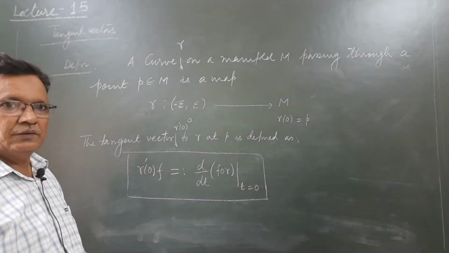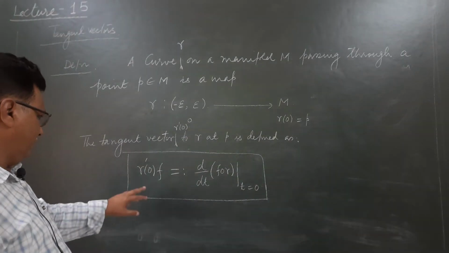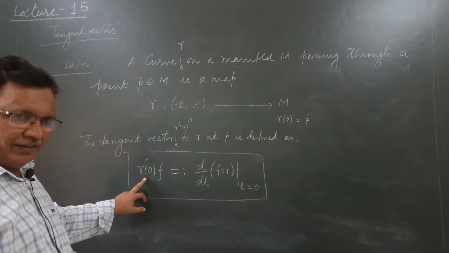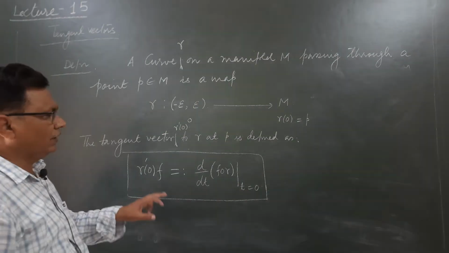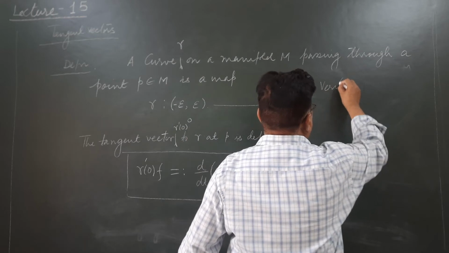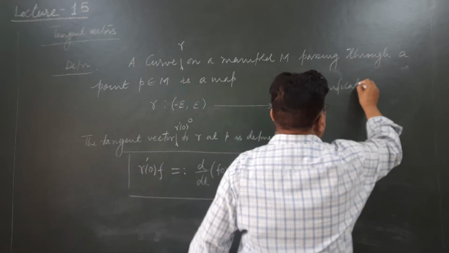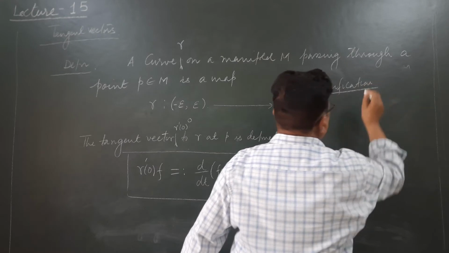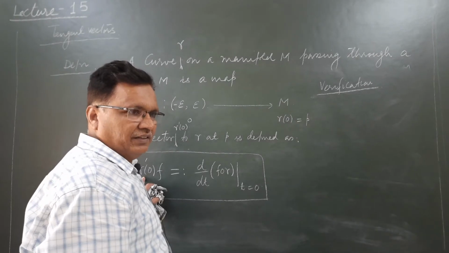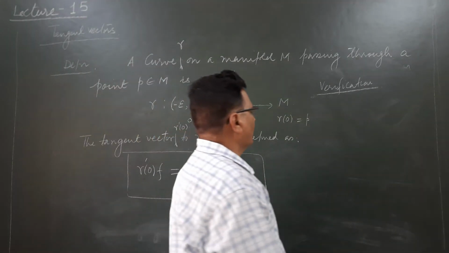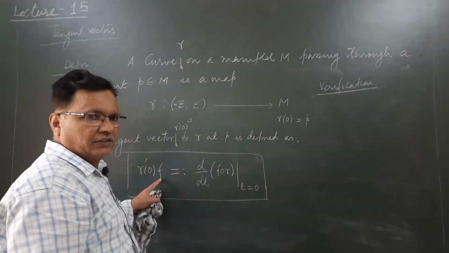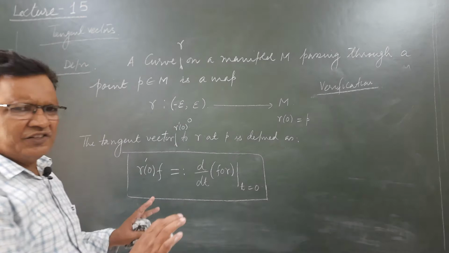Okay. So now we will check whether gamma dash 0 defined in this manner is a tangent vector of the manifold at p. So the answer is yes. We only have to verify. So let us verify that gamma dash 0 is a tangent vector at p. So first of all, it should be a map from the space of functions into R. That you can easily see from here.